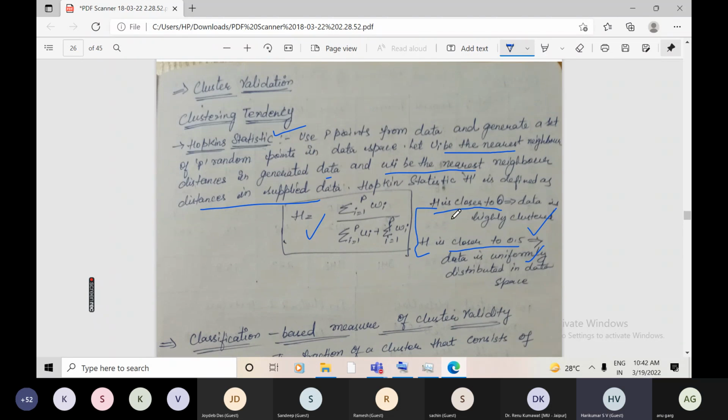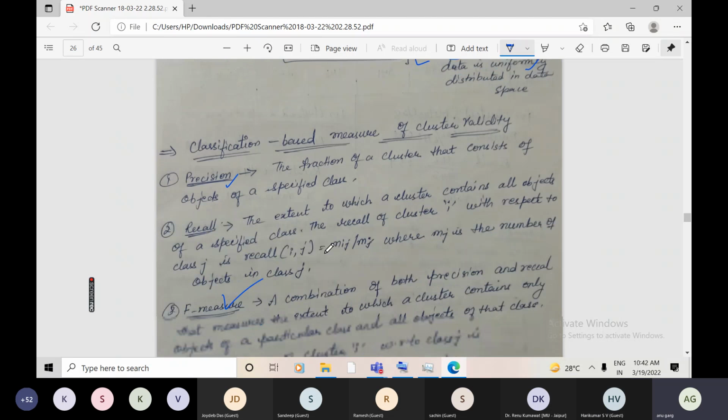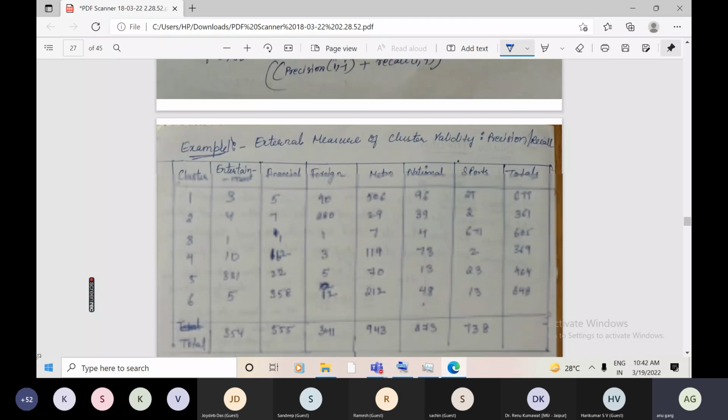Okay, fine, thanks. Now you have precision and recall. Precision is the fraction of a cluster that consists of objects of a specified class, and recall is the extent to which a cluster contains all the objects of a class. I don't want to explain this in English. Okay, let me go to the problem, then it will be more clear.